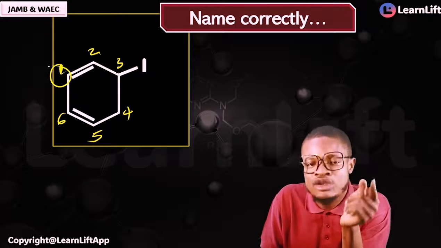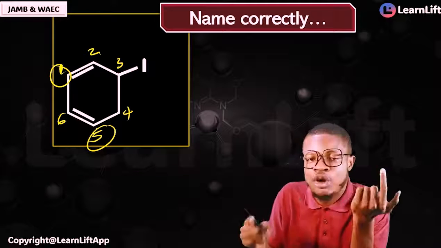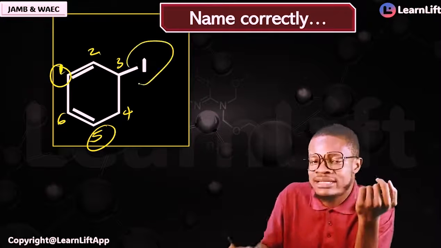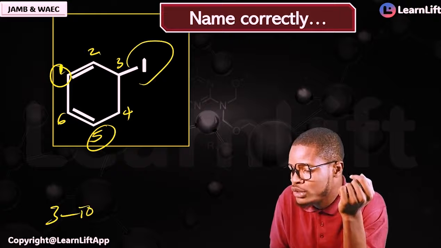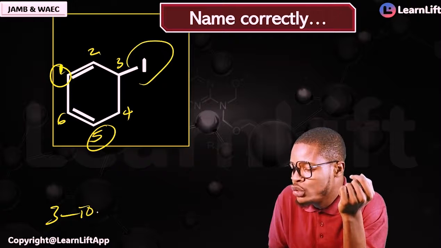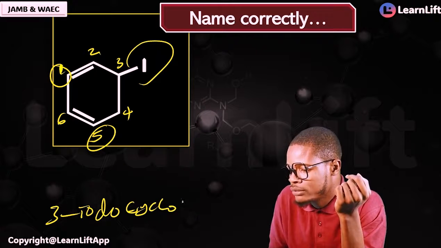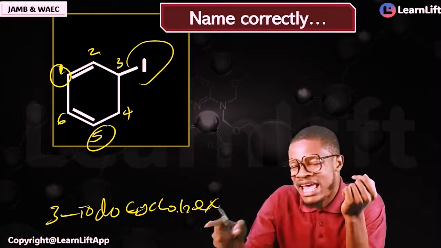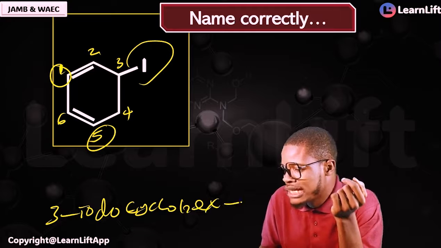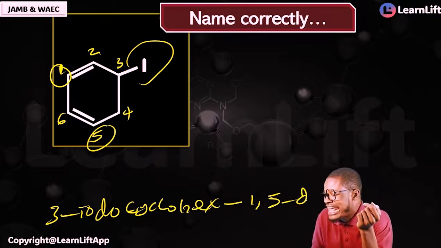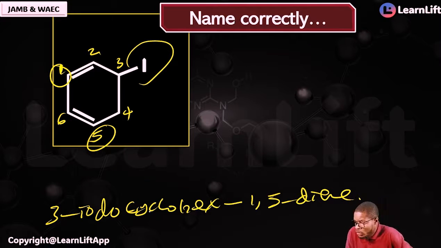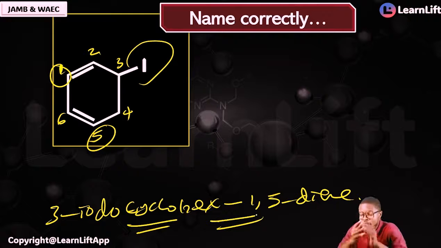Carbon 1 owns the double bond, carbon 5 owns the double bond, and on carbon 3 there is iodo. What's the name? 3-iodo. Name the attached group first. 3-iodo what? 3-iodocyclohex. Cyclohex what? Cyclohex-1,5-diene. That's the name. Easy.